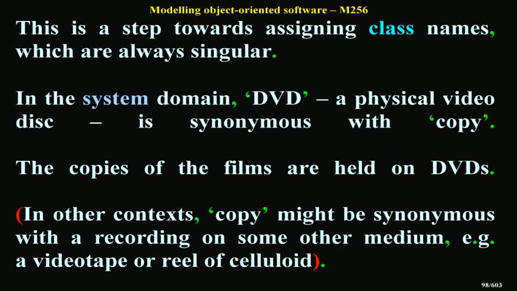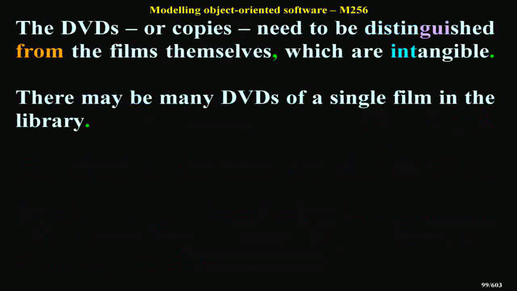In other contexts, copy might be synonymous with a recording on some other medium, e.g., a videotape or reel of celluloid. The DVDs or copies need to be distinguished from the films themselves, which are intangible. There may be many DVDs of a single film in the library.